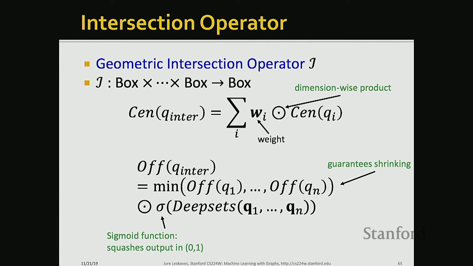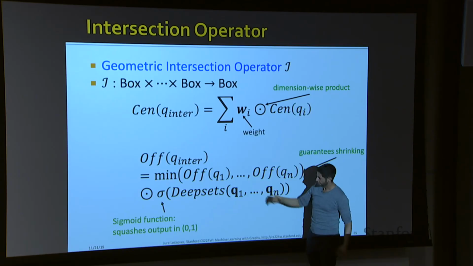There is a bit more happening under the hood, but ideally what we do is we are going to have a dimension-wise product between the centers, and we're going to learn a set of weights. These weights are going to be learned, and they will tell us which component of the center should be taken into account when we do the translation, and which components count less. And at the same time, we said we want to guarantee the shrinking of our boxes, right? We want to make them smaller. So what we do here is we take basically the smallest component per offset among all the boxes, and then apply it to our new box.